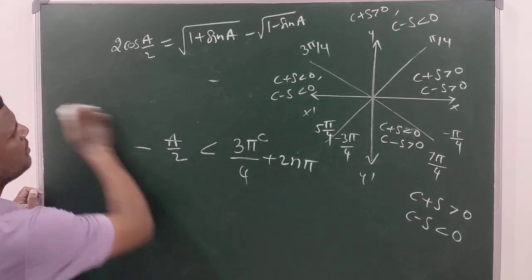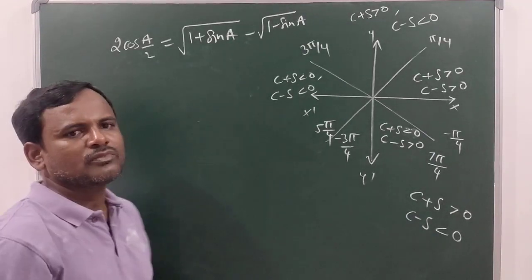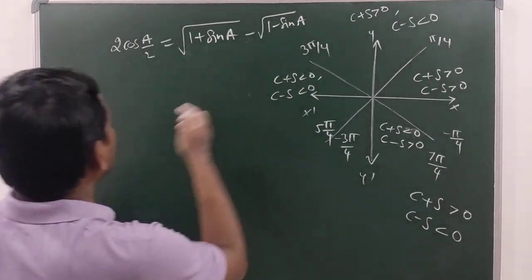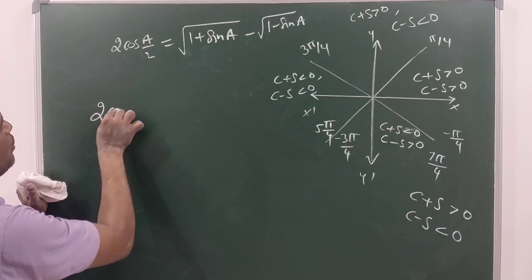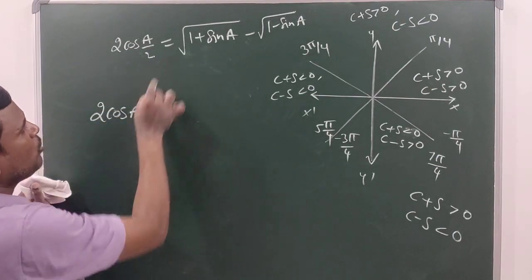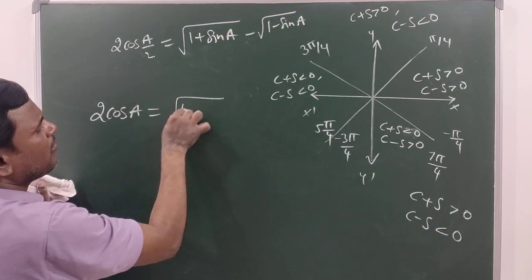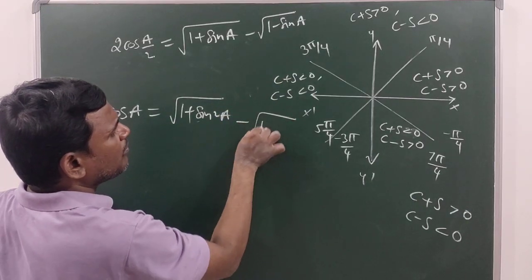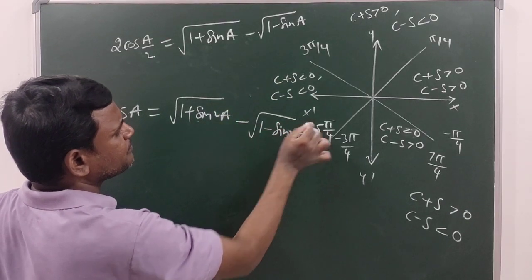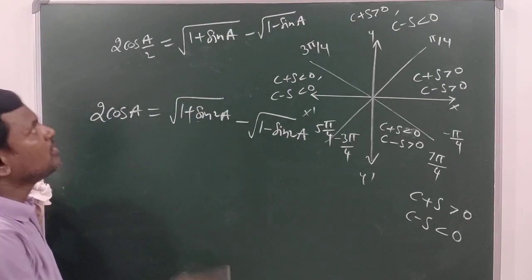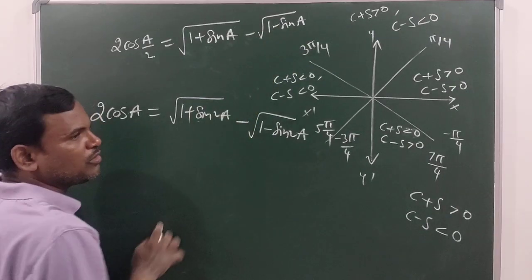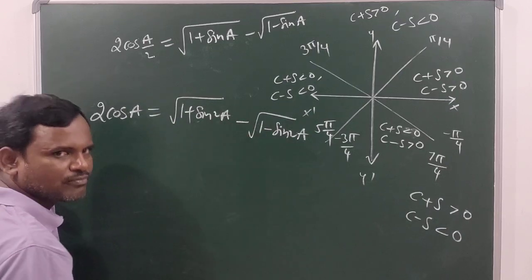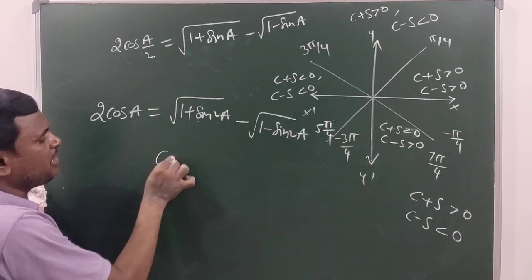And sometimes they may ask you, suppose they give you 2 cos a. Then here it should be 1 plus sin 2a, and here 1 minus sin 2a. Here, instead of a by 2 you got a, so what do you write? The double of this angle, 2a, here and here.